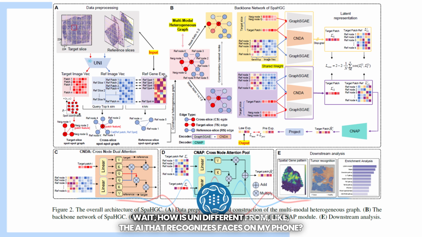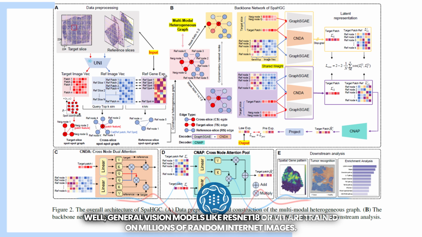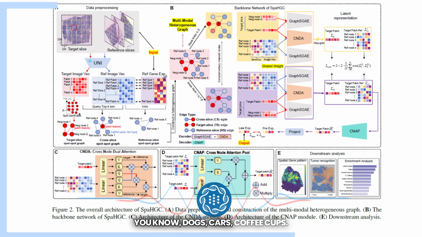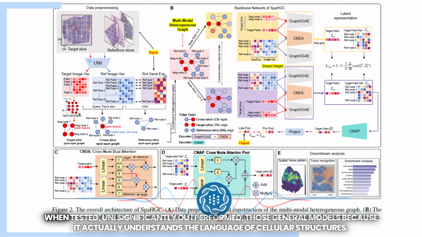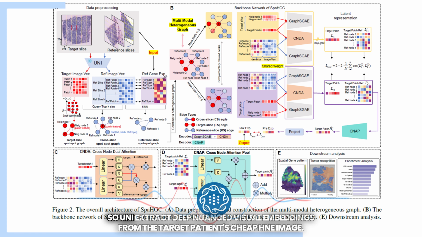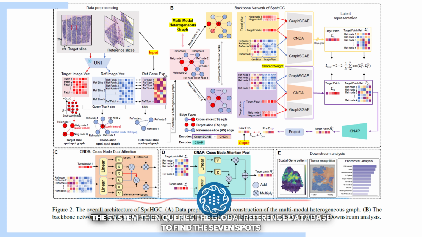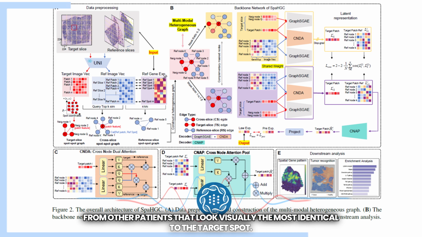Wait, how is UNI different from, like, the AI that recognizes faces on my phone? Well, general vision models, like ResNet 18 or ViT, are trained on millions of random internet images. Yeah. Dogs, cars, coffee cups. Right. UNI is a foundation model trained specifically on massive amounts of highly complex medical pathology slides. When tested, UNI significantly outperformed those general models because it actually understands the language of cellular structures. Oh, that makes sense. Yeah, so UNI extracts deep, nuanced visual embeddings from the target patient's cheap H&E image. The system then queries the global reference database to find the 7 spots from other patients that look visually the most identical to the target spot.